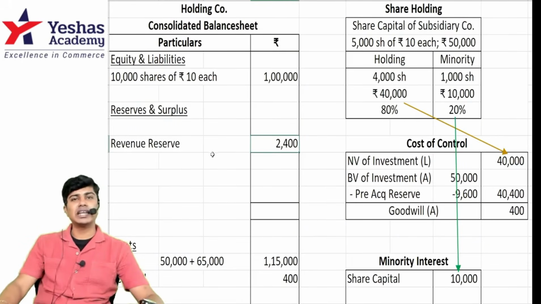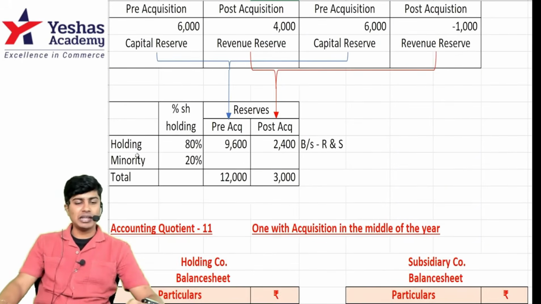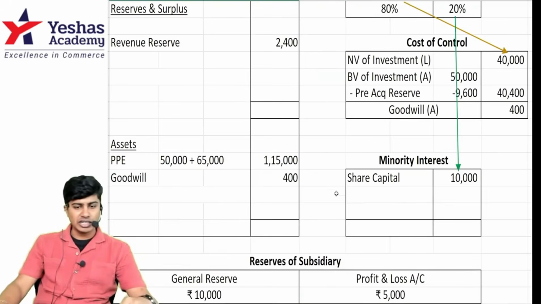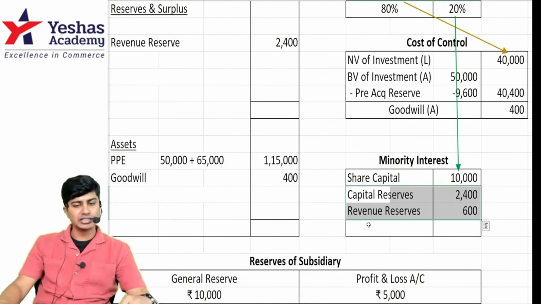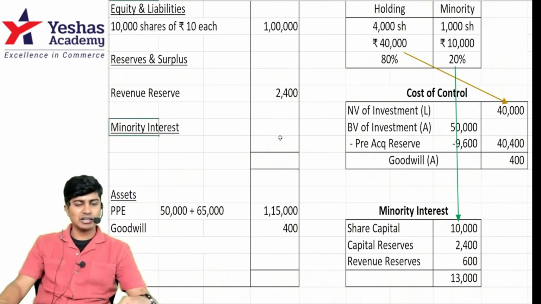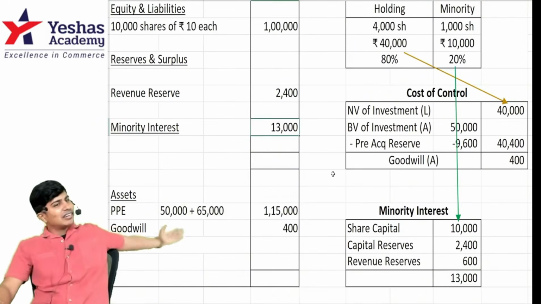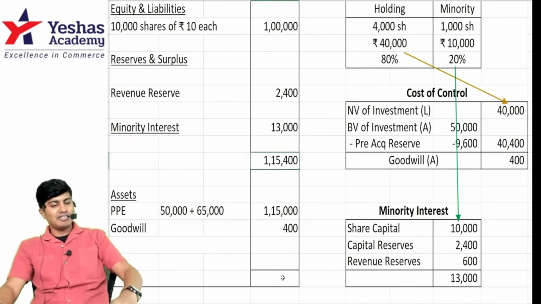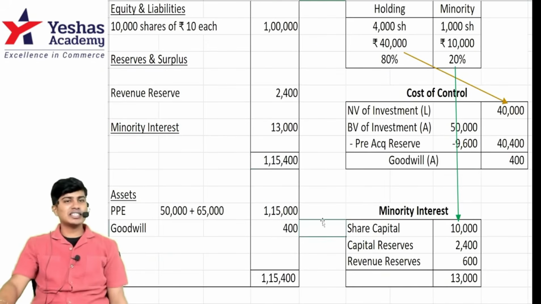Then we will take capital and revenue reserve share of minority. 12,000 into 20%, 2,400. 3,000 into 20%, 600. What do I do with this 2,400 and 600? Minority interest. Total 13,000. I'll write it in the consolidated balance sheet. Everything's done. Check the total. 1,15,400. How many of you have got this right? Very good. You're done now.